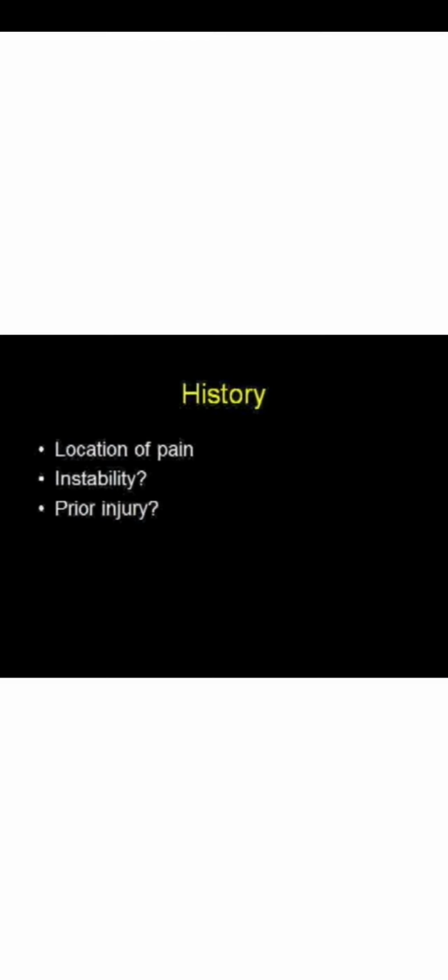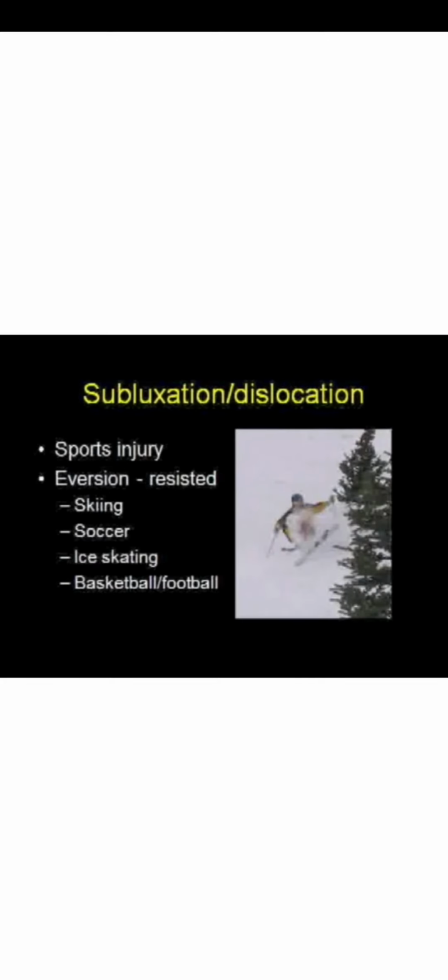When taking a history, you want to know where the pain is located, and if there's any associated instability. Often the injury occurs in a sports injury, such as illustrated here in skiing, or in soccer, ice skating, basketball and football. Often the athlete will be aware of something giving way on the outside of the ankle at the time of injury.